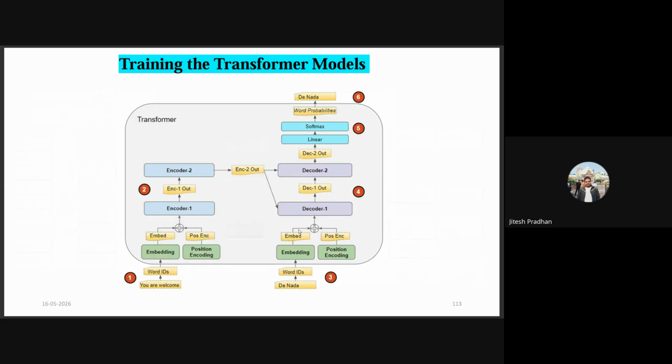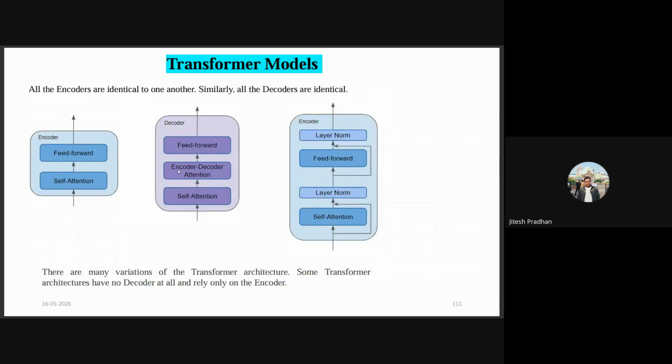Okay, how attention works. Now let's take the training of a transformer model. This is basically the basic architecture of a transformer model. Look here, our input was "you are welcome", and the actual output was Danada. So we have done the training. It has an encoder part and a decoder part. In the encoder part, we have two encoders, and in the decoder part, we have two decoders, decoder 1 and 2. The architecture of the decoder I have already explained. It's an encoder-decoder architecture.